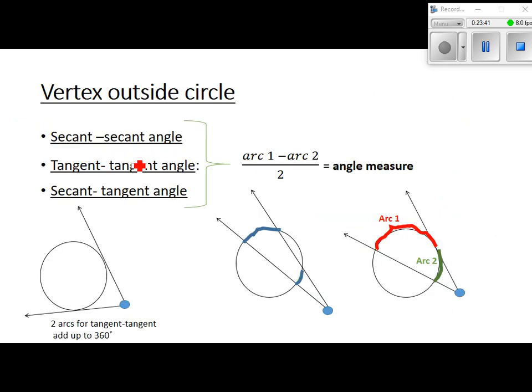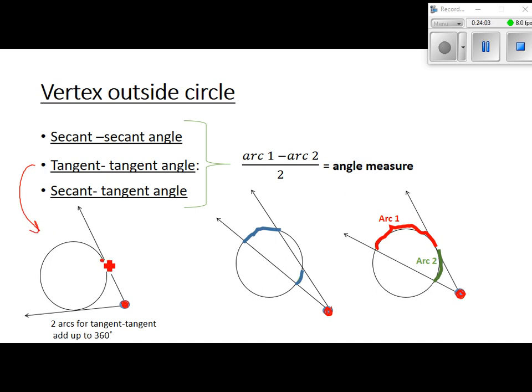Last thing, if the vertex is outside the circle. So if the vertex of your angle falls somewhere outside the circle, there's 3 different things that could happen. It could be this one, which is a tangent. I'm not sure why I got them in the wrong order here, but this one's a tangent.